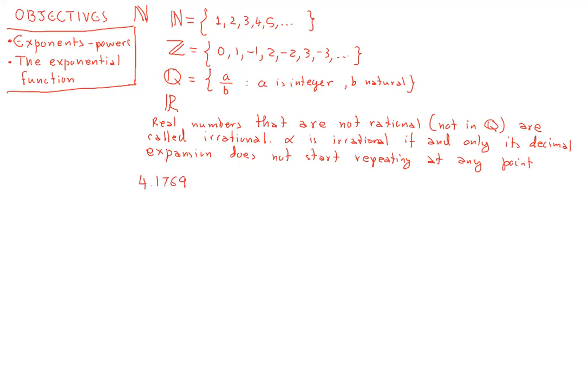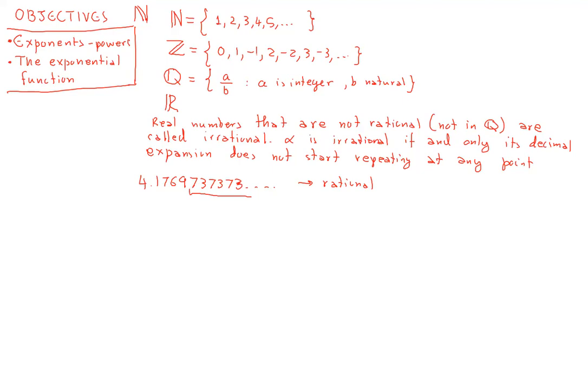4.1769, and then all of a sudden it becomes 73, 73, 73, 73, and continues like that. So this number will be rational because its decimal expansion starts repeating at this point. And when I say repeating, it means you have a specific segment, 73 in this case, which appears consecutively.